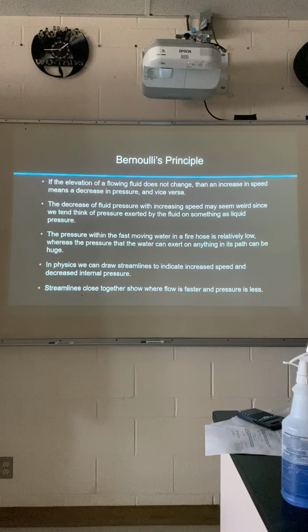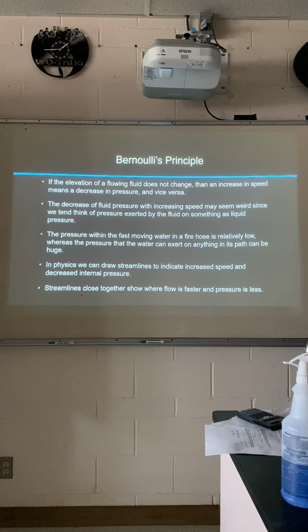All right. So if the elevation of a flowing fluid does not change, then an increase in speed means a decrease in pressure, and vice versa. I mean the elevation of a flowing fluid, let's say we're just talking about a hose, not something on top of a mountain. The decrease of fluid pressure with increasing speed does seem weird, but this is the way physics works. As you decrease that area, you increase the speed. So we can draw things that could show this.